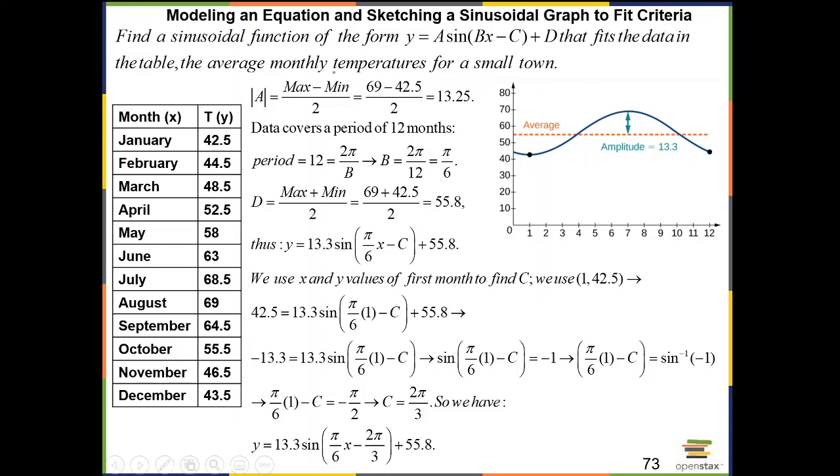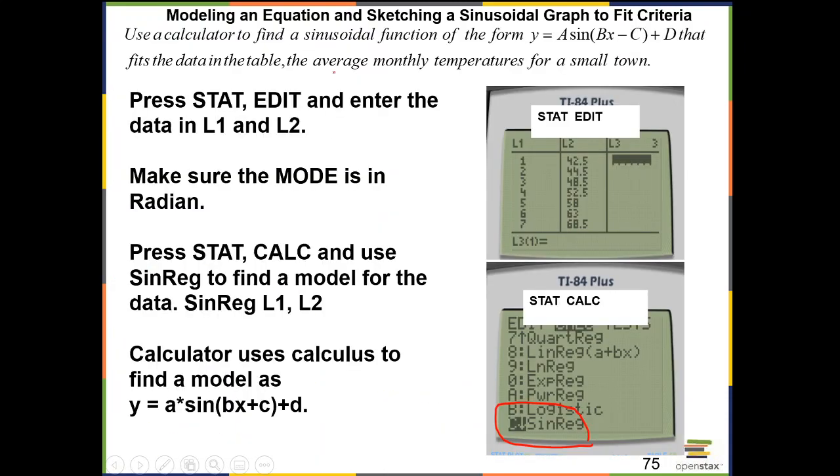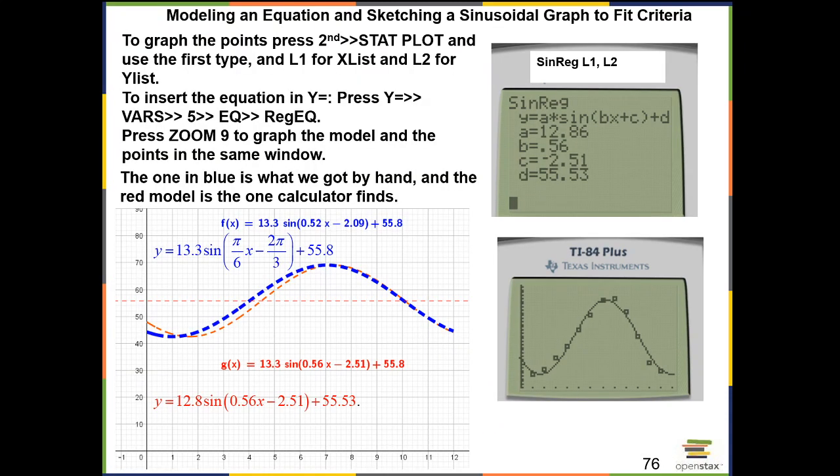So here I have the one that we did by hand and the one that the calculator found, which are not exactly the same because calculator uses calculus and probably a better model than ours. So the blue one is the one we found by hand, and the red one is the calculator one.